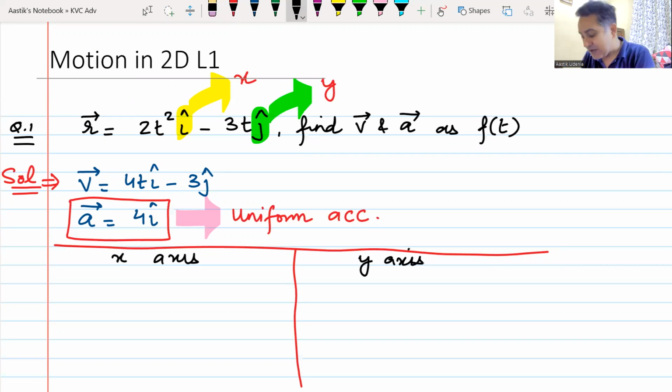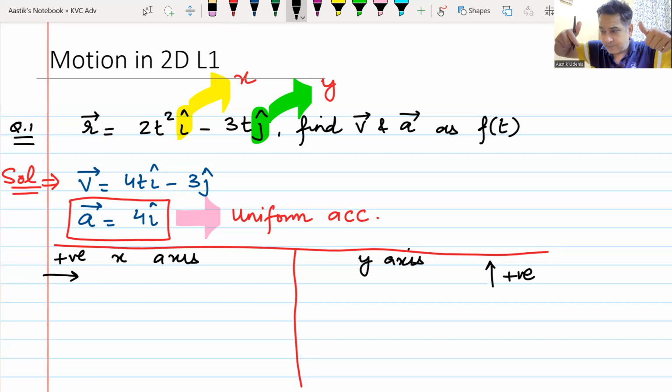Do we understand this? If I write equations along x and y-axis, I have to choose a sign convention. Everything going this side is positive, so everything going on the other side is negative. Everything going up is positive, so everything going down is negative. Do we understand this? Raise hands, it will give me more confidence that we understand this.